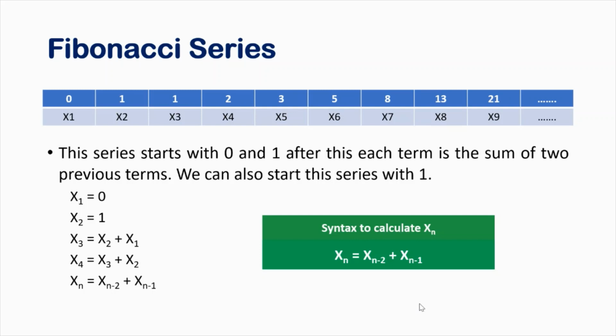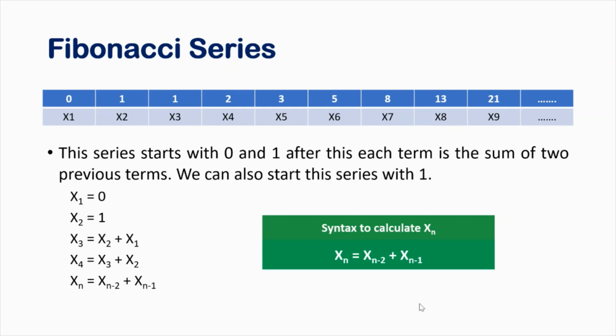So for n, what is the Fibonacci? For n, the Fibonacci is the last two numbers, the previous two numbers. So the previous two numbers give Fibonacci of n minus 2 plus Fibonacci of n minus 1.